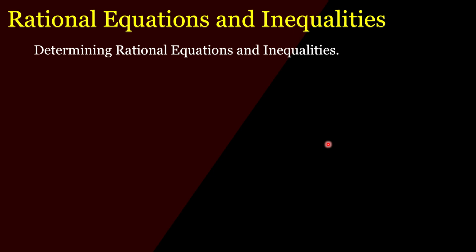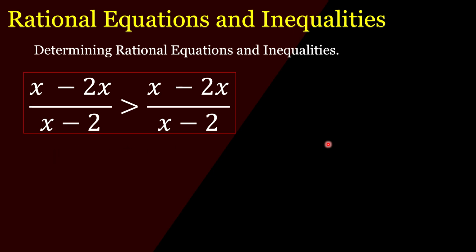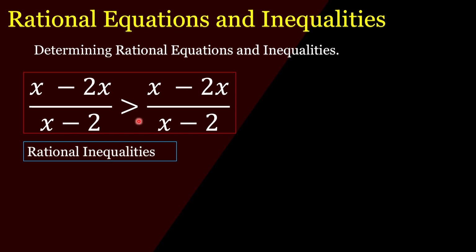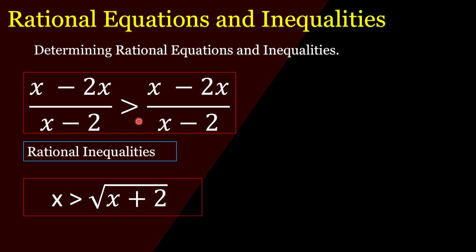So, meron tayo ditong mga example kung gusto nyo sagutan nyo. So, x minus 2x over x minus 2 is greater than x minus 2x over x minus 2. So, paano ba nating malalaman kung ito ay rational equation or rational inequality? So, kita nyo, hindi siya naka-equal, siya ay greater than. So, therefore, this is a rational inequality. Another example, feel free to pause the video kung gusto nyo sagutan. So, x is greater than square root of x plus 2.